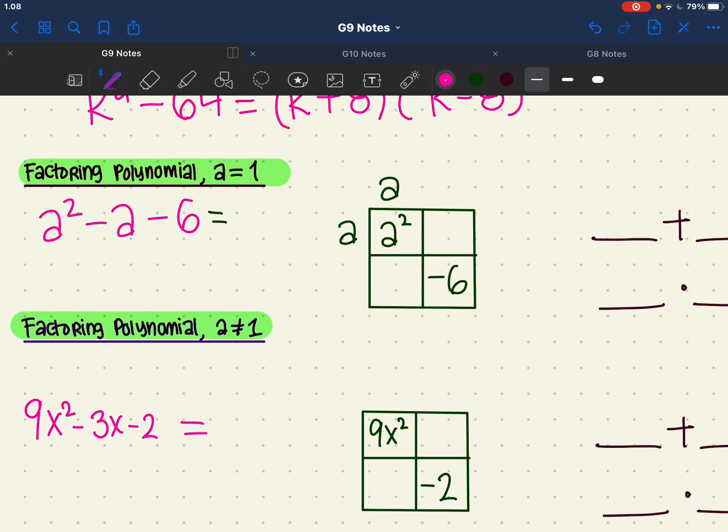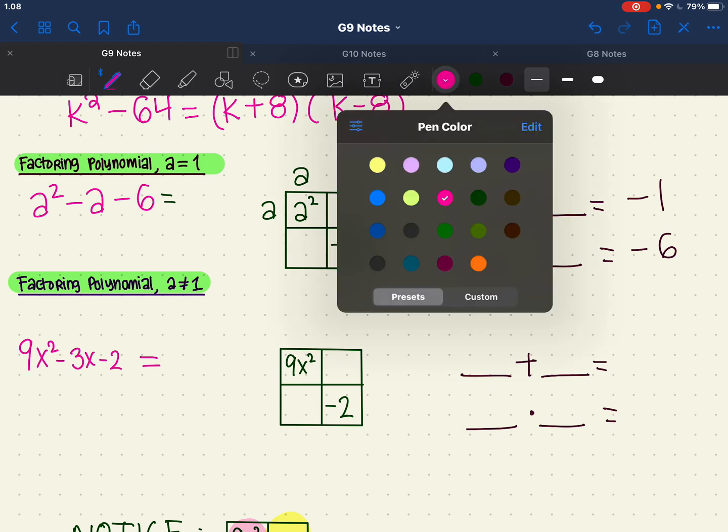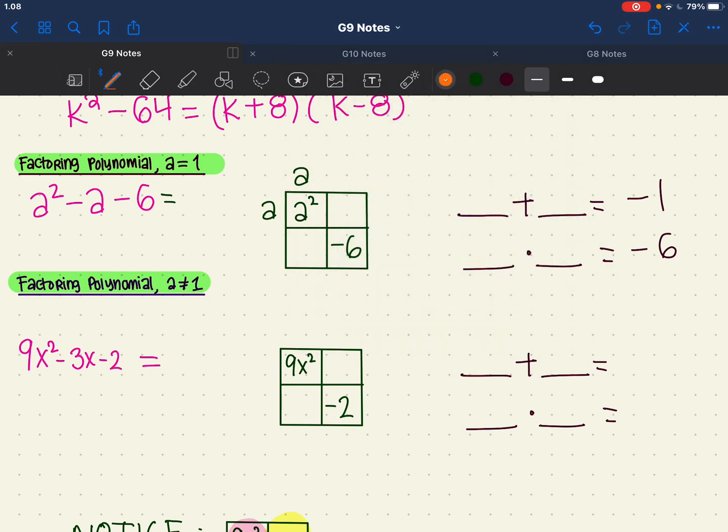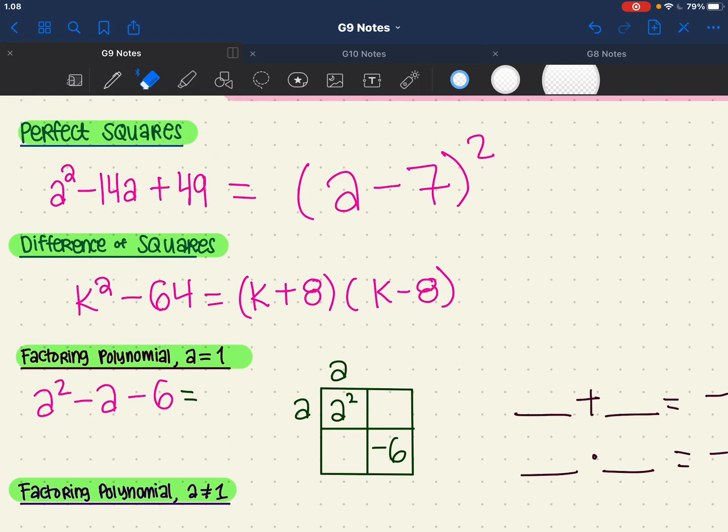Alright, and then we also have factoring a polynomial when a equals 1. To refresh your memories, we're going to talk about it together. So it says a squared minus a minus 6. When you see a polynomial like this, or specifically a trinomial, tri means 3, so there are 3 terms. It's not that obvious how to factor that, right? Not like these two here.